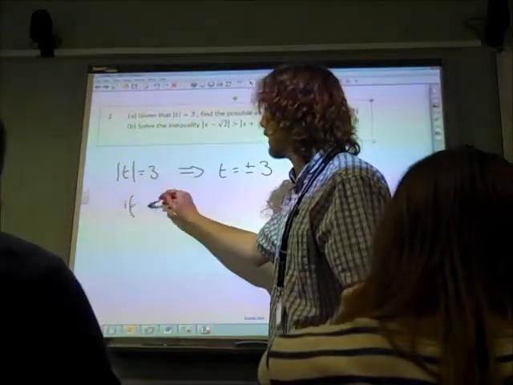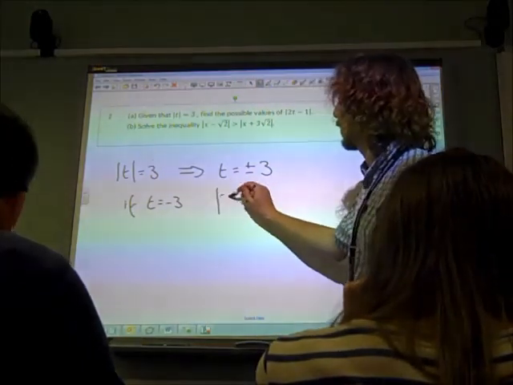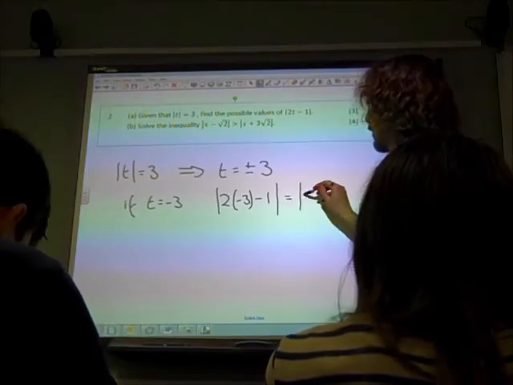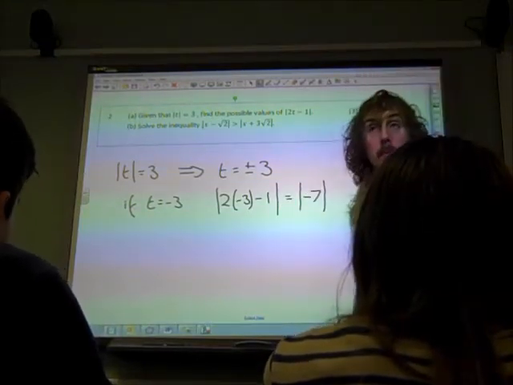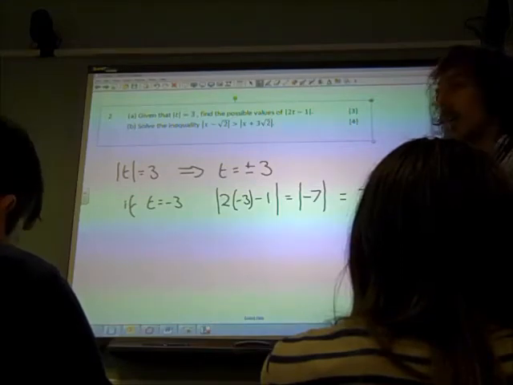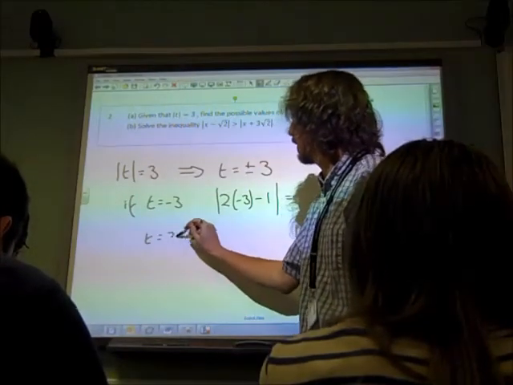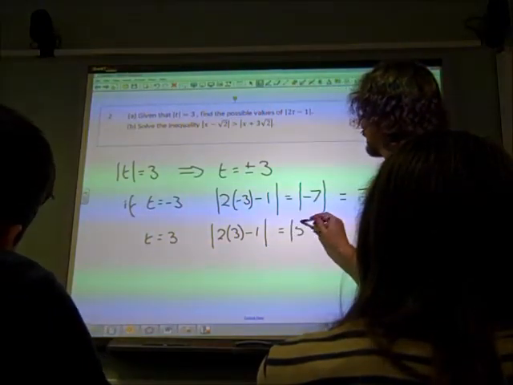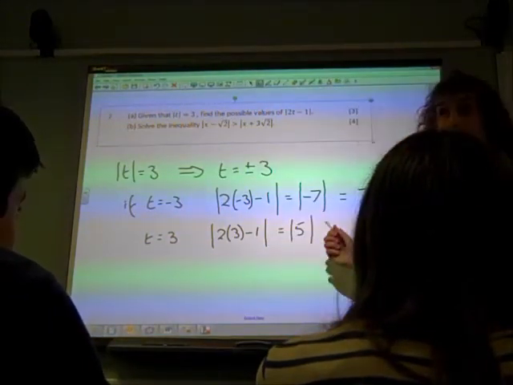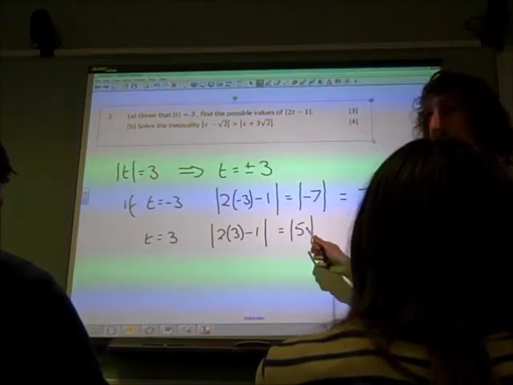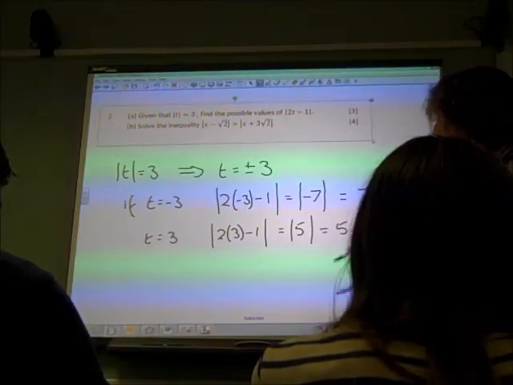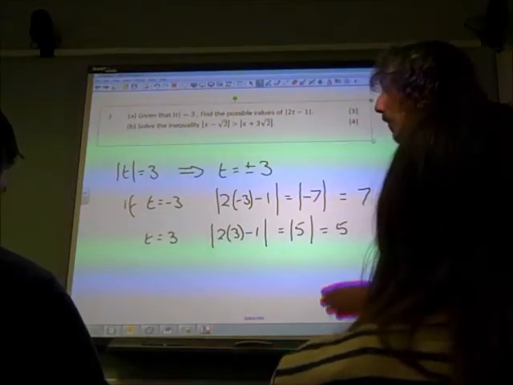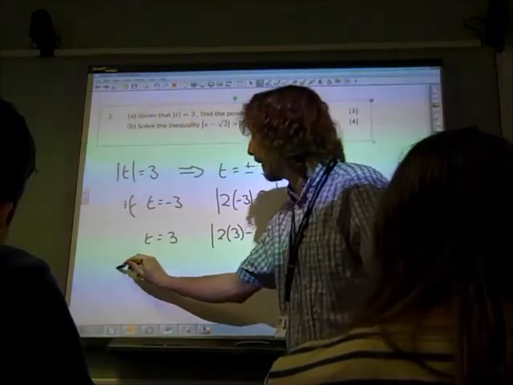If t is minus 3, the modulus of 2 times minus 3 minus 1, well, that's the modulus of negative 7, so it's 7. And if t equals plus 3, we have 2 3's minus 1, giving us the modulus of 5. If you need to use your calculator to evaluate that using the ABS button, then you're in trouble. The modulus of 5 is of course 5. So there we go, they're the two values for your 3 marks. Part B.